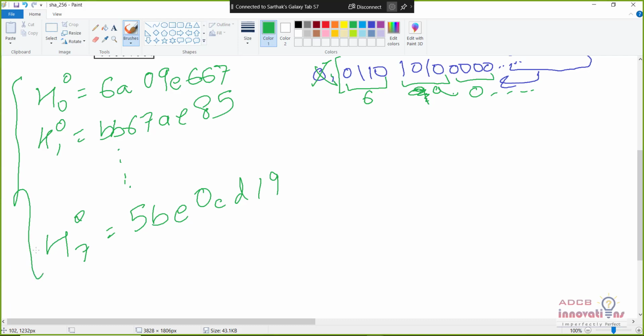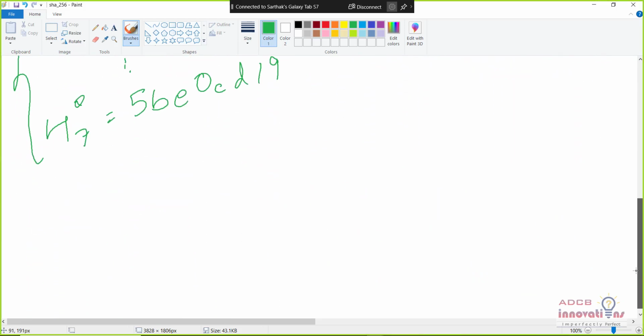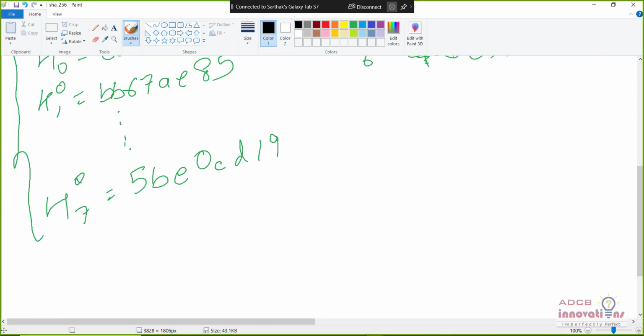All right, so we get this value, and now we need to see the next definition, that is for the k constants. Here is our diagram. You can see we have seen H0 till H7. Now let's see the k constants, then I am going to come back to how the data is getting to the word registers. I will just write the definition of k constants here. The k constants are the first 32 bits of the fractional part of the cube root of the first 64 primes.